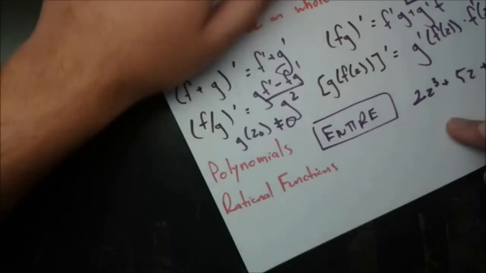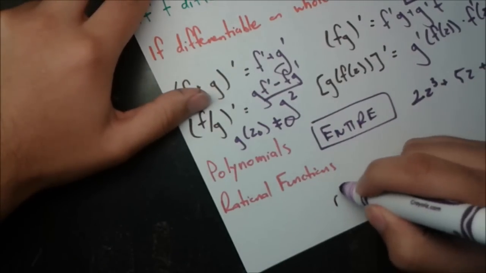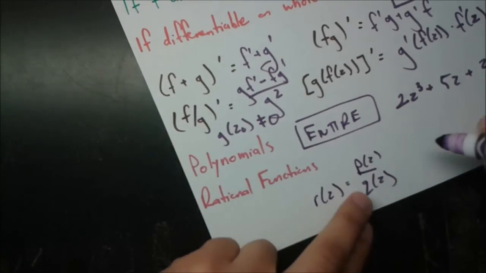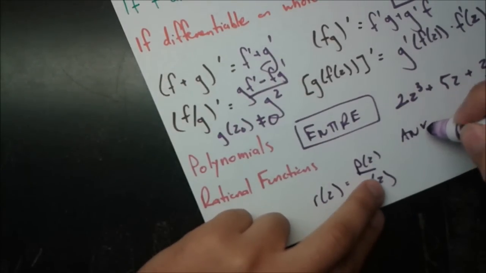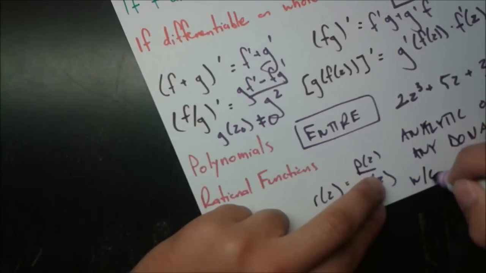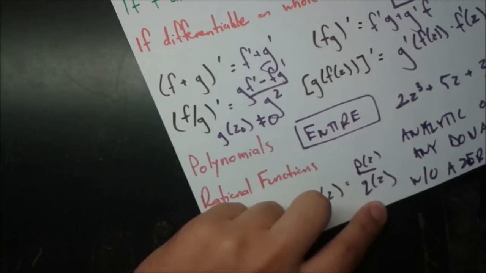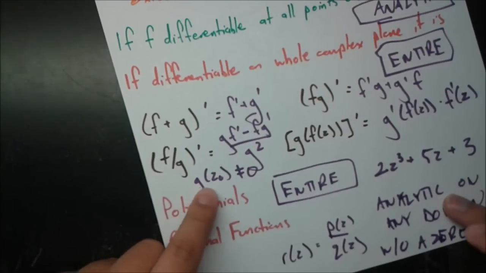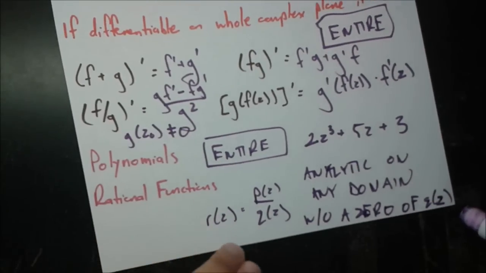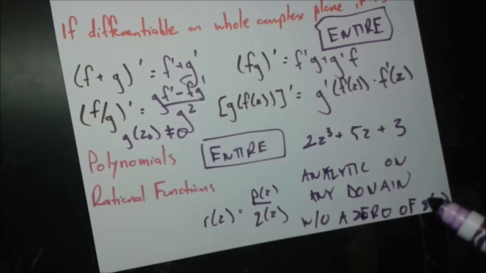Rational functions, which are the quotient of polynomials. So let's say r of z equals p of z over q of z, where r is a rational function. This is always analytic on any domain without a 0 of q of z. And the reason for that is the same thing as why we had to have q of z not equal to 0 here, because if we put it on a domain that contains a 0 of q of z, then this will be equal to 0, and then it won't really be differentiable. So this is always analytic on any domain without a 0 of q of z.